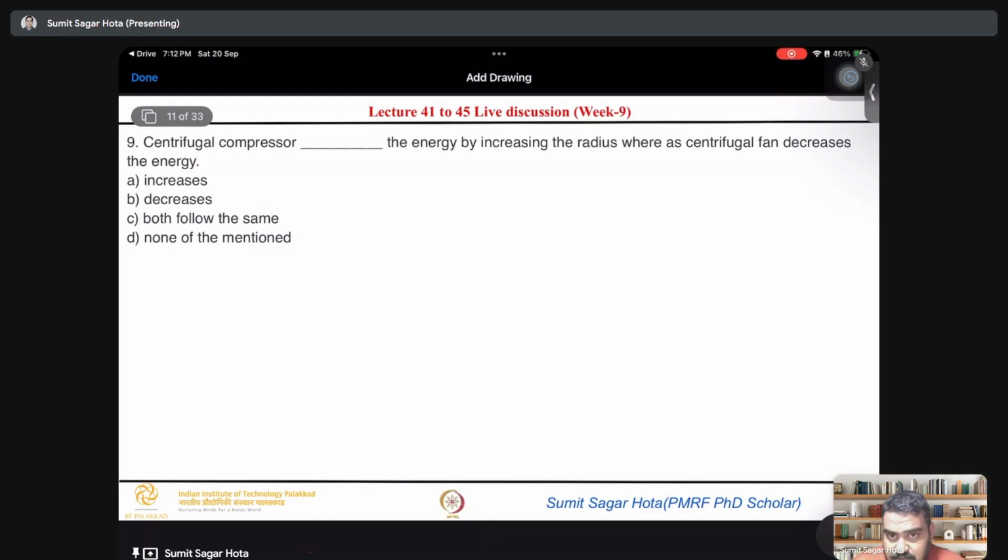The centrifugal compressor dash the energy by increasing the radius. That means they are asking about the relation between the energy and the radius. So the answer is B. Why B? Because it is inversely proportional: energy is inversely proportional to the radius.